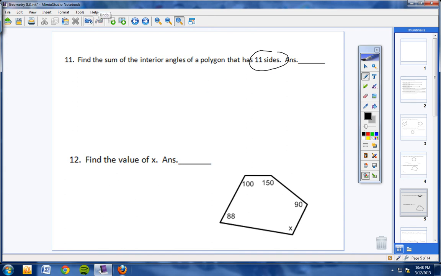Okay, moving on to number 12. Find the value of x. You should be able to do that. You've got 1, 2, 3, 4, 5 angles. You should be able to find the sum of all of those and then find what x should be.